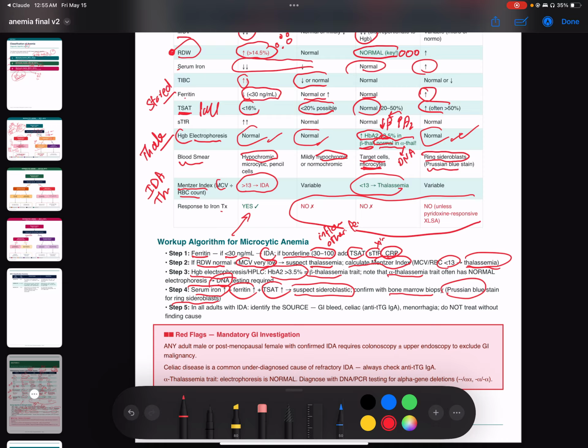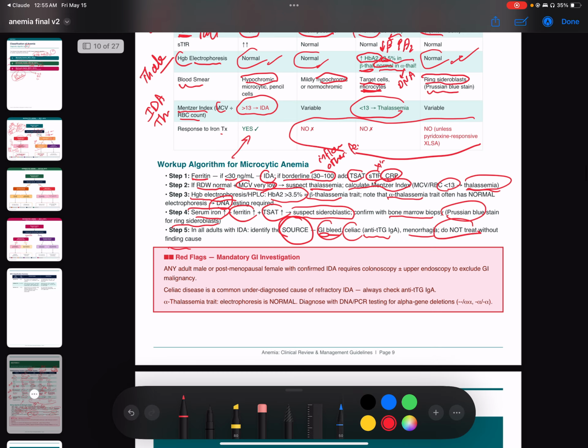If you diagnose iron deficiency anemia, the most important thing will be the source. You can look for decreased absorption or increased loss. So it can be a GI bleed, or it can be decreased absorption like celiac, so you can do anti-tissue transglutaminase IgA. Sometimes it can be menorrhagia as well. You cannot just treat the iron deficiency anemia without finding the cause. And as we said, the most common cause for blood loss and iron deficiency anemia will be GI blood loss.